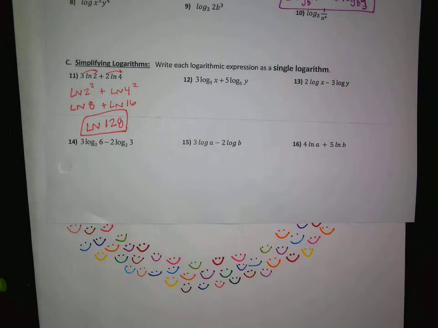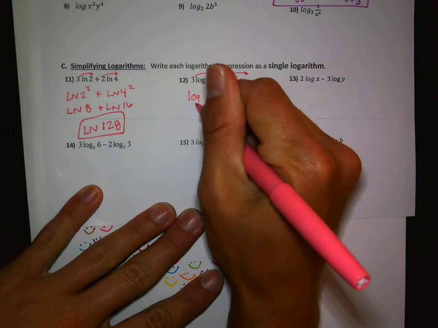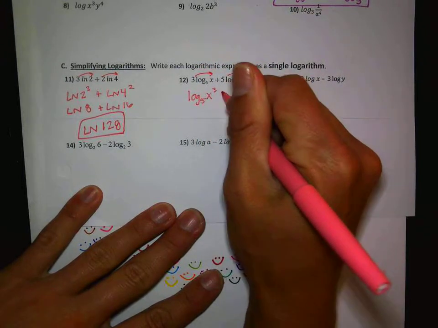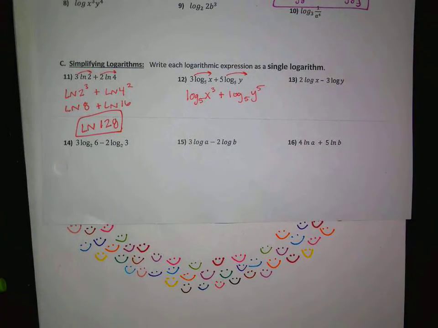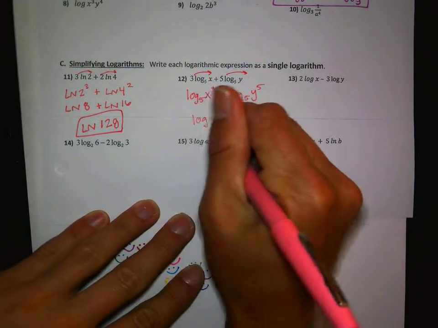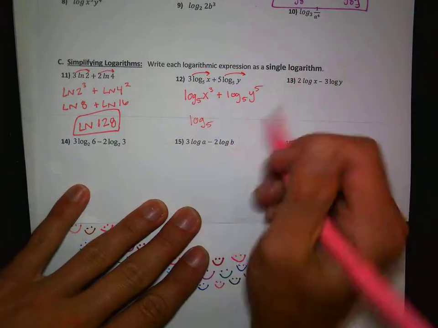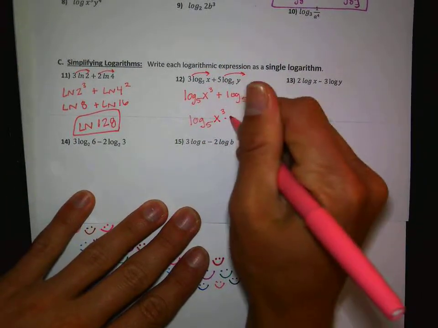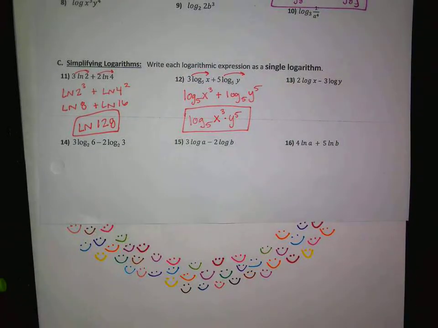Number 12. All right, so on number 12, what are my exponents? 3 and 5. So log base 5 of x cubed plus log base 5 of y^5. All right, then I can still squeeze these together even more. What am I going to do to the x cubed and the y^5 when I squeeze them together? Multiply. When I write it as one log, I'm going to multiply x cubed and y^5. And that's it.